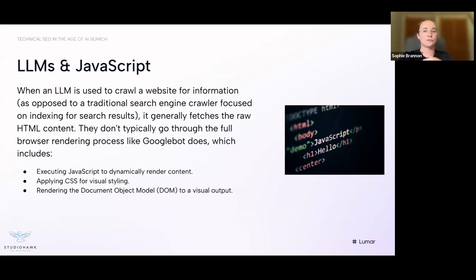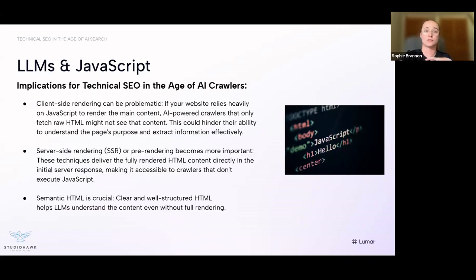That means if your site is really heavily built using JavaScript, it is most likely going to have a really hard time crawling the site anyway. So you're really going to want to make sure that your websites are really HTML based rather than fully JavaScript. So from a technical SEO perspective, client-side rendering can be really problematic. And this is something that we've been seeing with Google anyway, so this isn't a new thing, but AI-powered crawlers do struggle with this more than Google does.